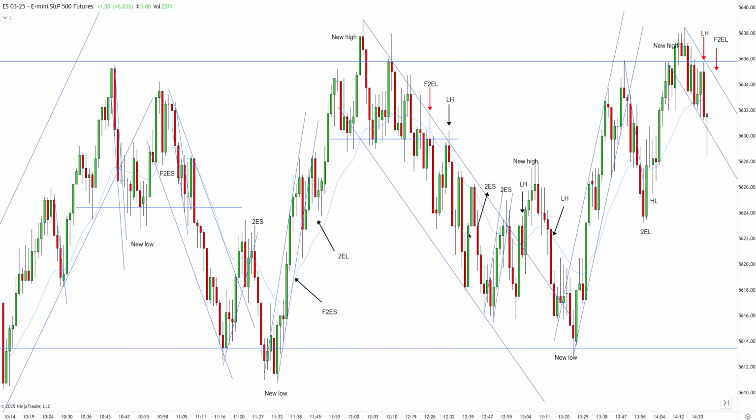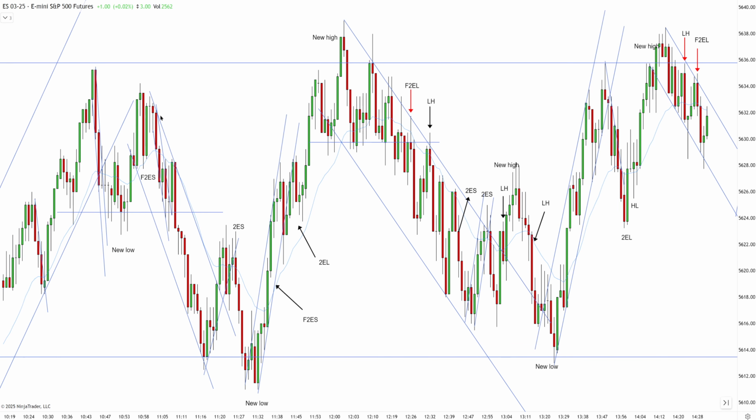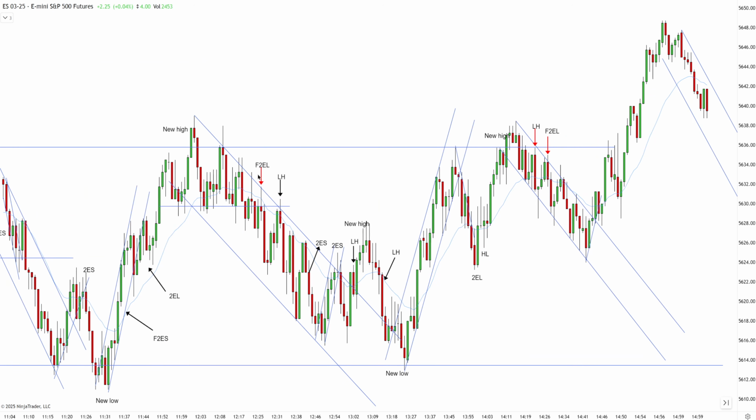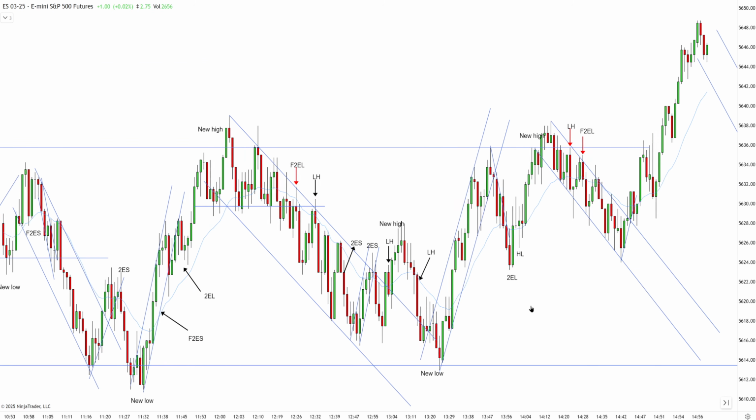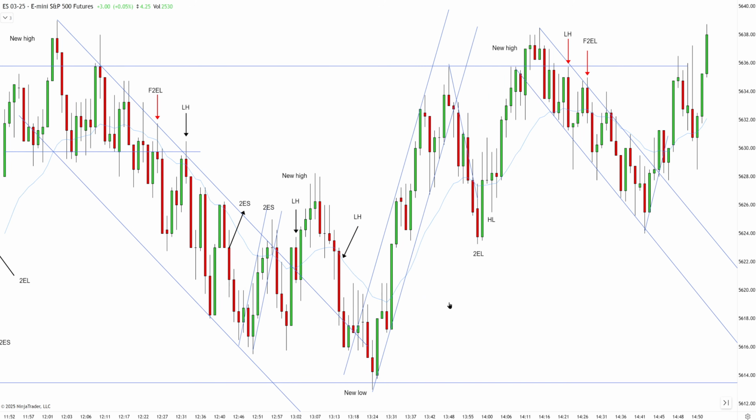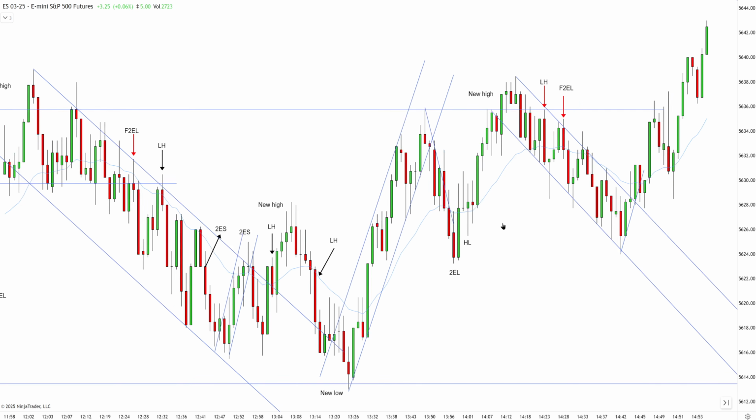You can see this right here is a repeat pattern of what happened here. Downtrend break new low, push up, reversal. So it all works the same way. So I'm looking for a failed second entry short that never formed so far from the EMA.